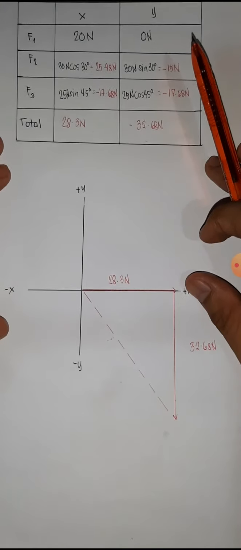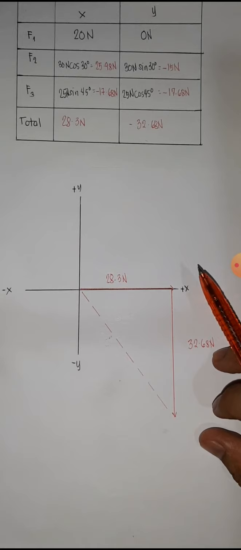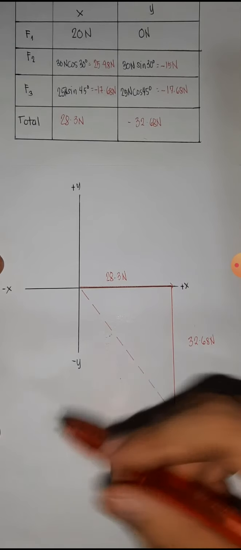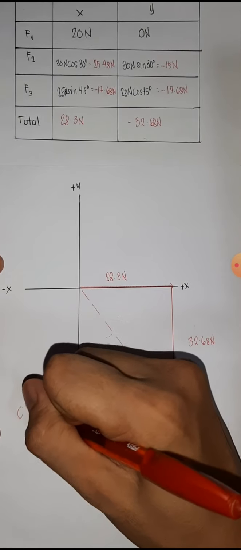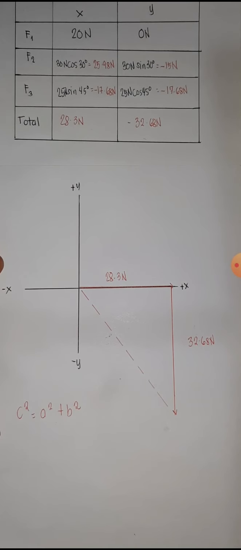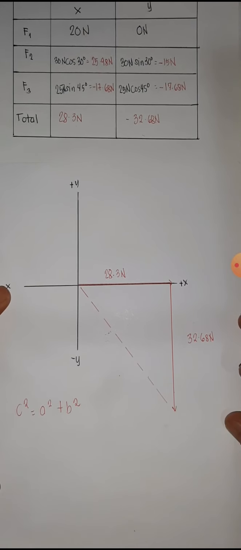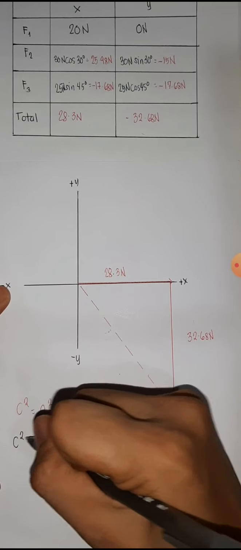So okay, this one will be using c squared is equal to a squared plus b squared. It's up to you. If you're going to use a as your x and b as your y, it won't make much difference. You already have the x and y components of the resultant, so we just need to get the magnitude of the resultant. So that is c squared.